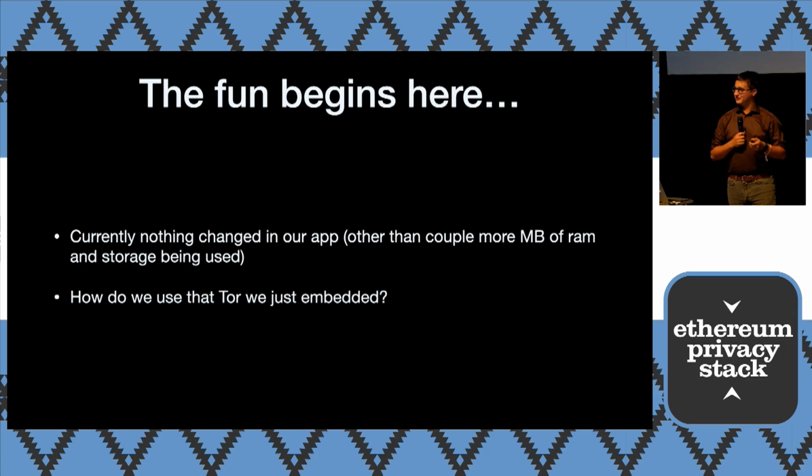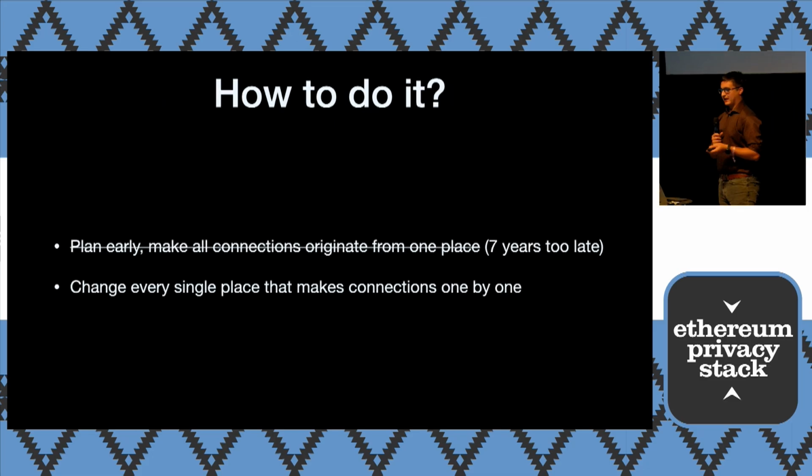Well, the fun just begins. Currently, nothing changed in our app. We just shipped a binary, a library actually, that we run, and that's it. It just uses some memory and some storage, and it doesn't do anything. So, how to properly route the traffic through Tor if you have it embedded in the app? Well, you have to start a SOCKS proxy, and then you have to route all the requests through it.